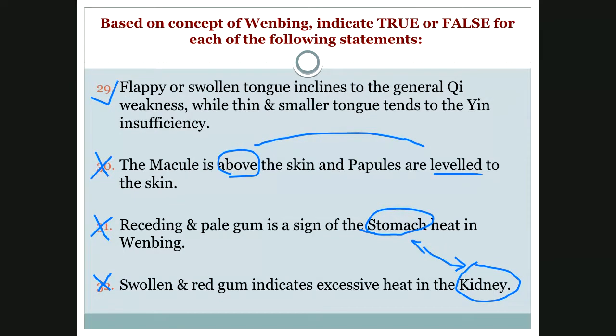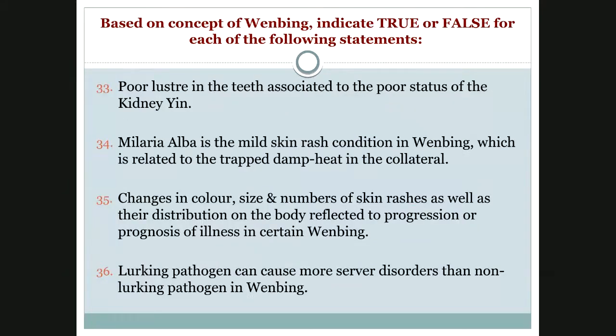So that is why we need to monitor by checking the tongue body as well. But do not insist on checking the gum and the teeth when you check the tongue, because we are not the dentist. Naturally, if you find it, you see it. If you can't find it, that's it. Now, next slide, 33: poor luster in the teeth is associated with poor status of the kidney yin. Which organ corresponds to the health of the teeth?